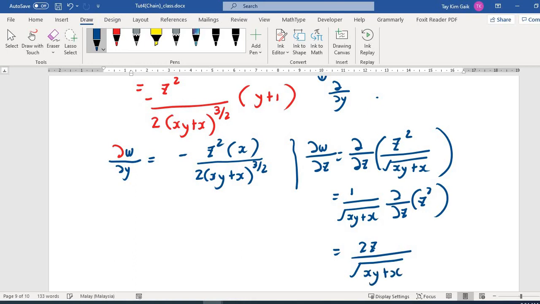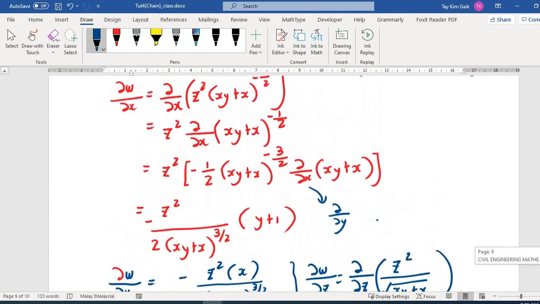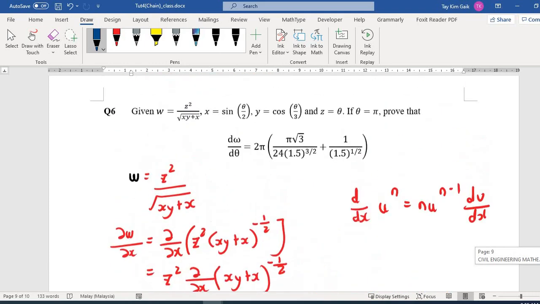Okay, here if you want to change to the square root form, this will be negative z squared over 2 times xy plus x. Power 3 over 2 is actually the square root, which is power half, of xy plus x, and then you power 3. So these two are equivalent forms. This one is similar, square root and then power 3 again, so these two are equivalent forms. So this is your del w del x, del w del y, del w del z.